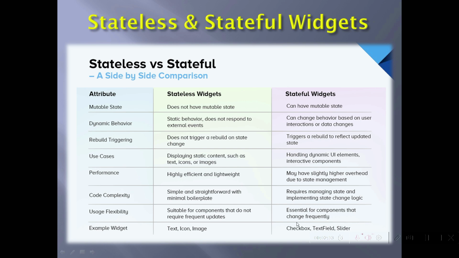Here is the comparison for the stateful widget. What kind of widgets are these? Checkbox, text field, and slider. With a checkbox, you can select and unselect. With a text field, you put in some data. With a slider, the images are sliding. So these kinds of things are happening in different widgets.